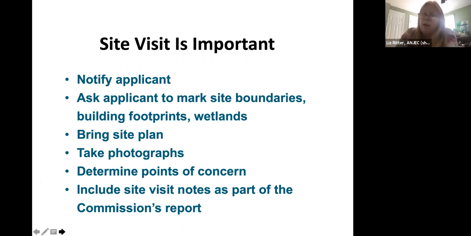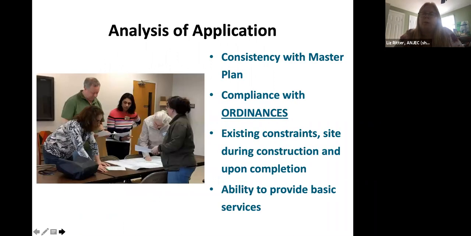You must notify the applicant, and you should make sure with your planning board that nobody else is going, and that you plan your visits accordingly. Also plan your visits at certain times of year, because if there's a vernal pond, for instance, it might not be wet except for certain times of year. And you can ask the applicant to do things like mark the boundaries and where the wetlands are. Bring these papers with you, take pictures, and make sure you include the notes from your site visits in any report you do to the planning board.